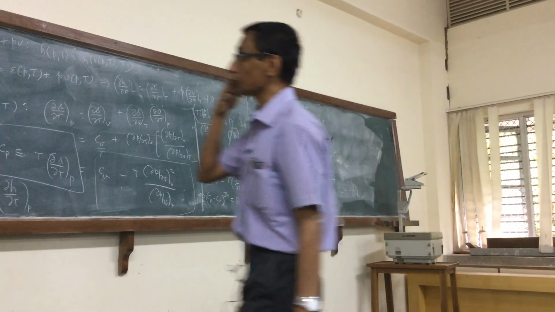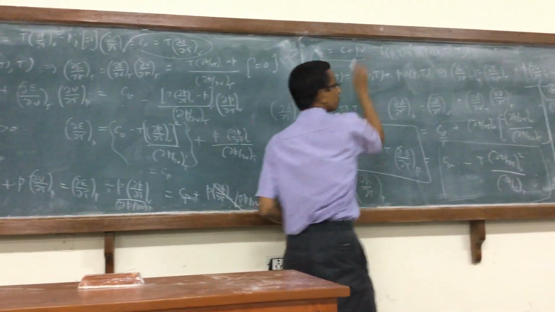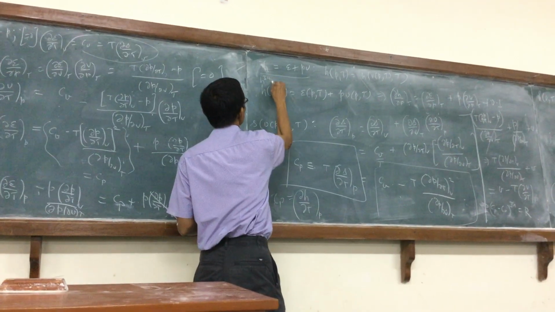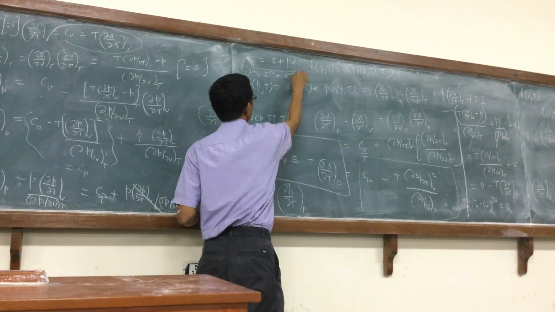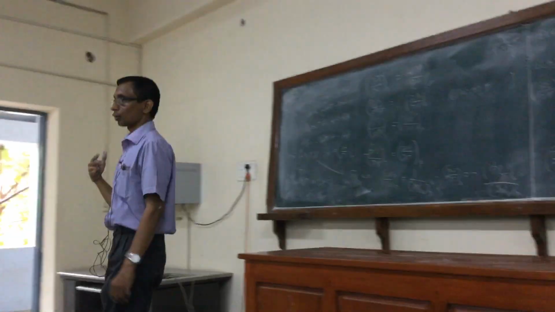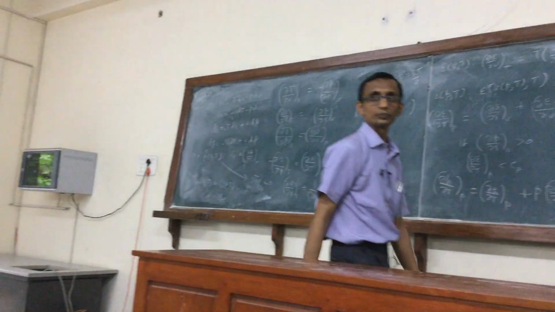Now, what can you say about the enthalpy? Since H is E plus PV, for the ideal gas, PV is simply RT. So clearly that automatically means, just from the definition of the enthalpy, you can conclude the enthalpy of the ideal gas is also a function of temperature alone, right?